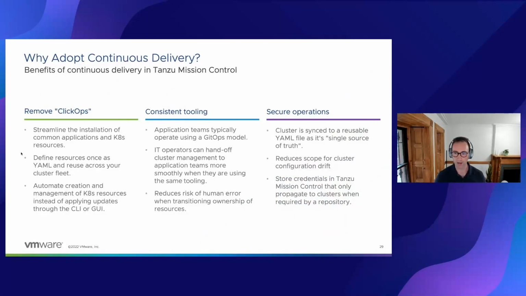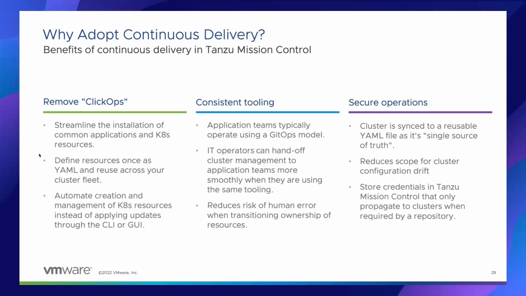So firstly, why do we want to adopt continuous delivery? There are three primary reasons. Firstly, removing ClickOps, having consistent tooling across your organization, and then securing your operations. When we talk about ClickOps, that's kind of a colloquialism for doing things through a user interface or a CLI.